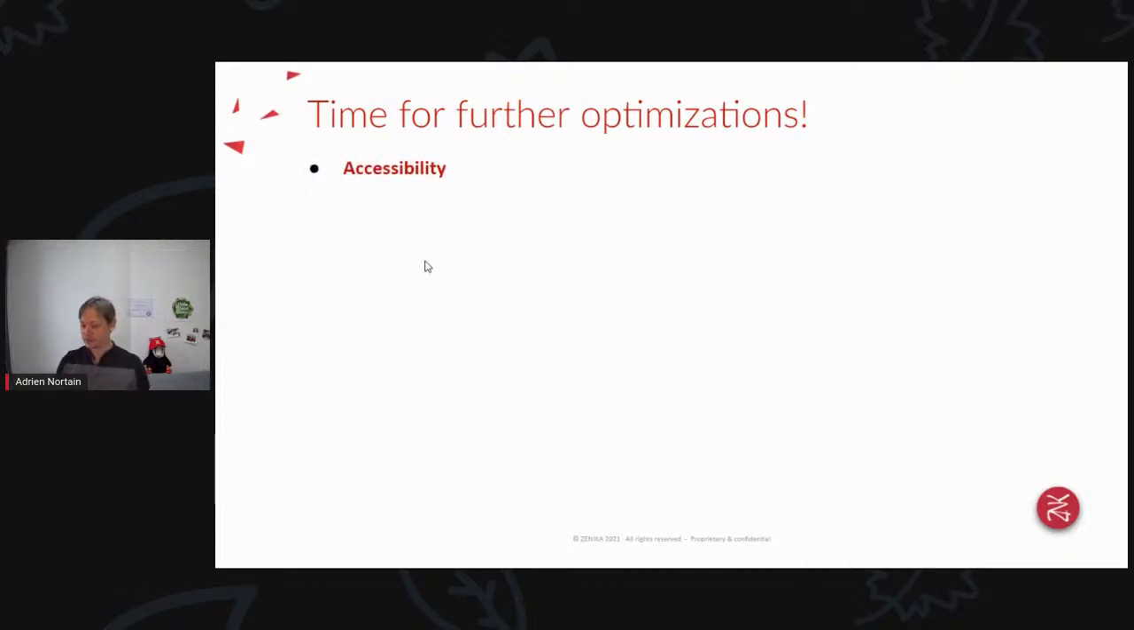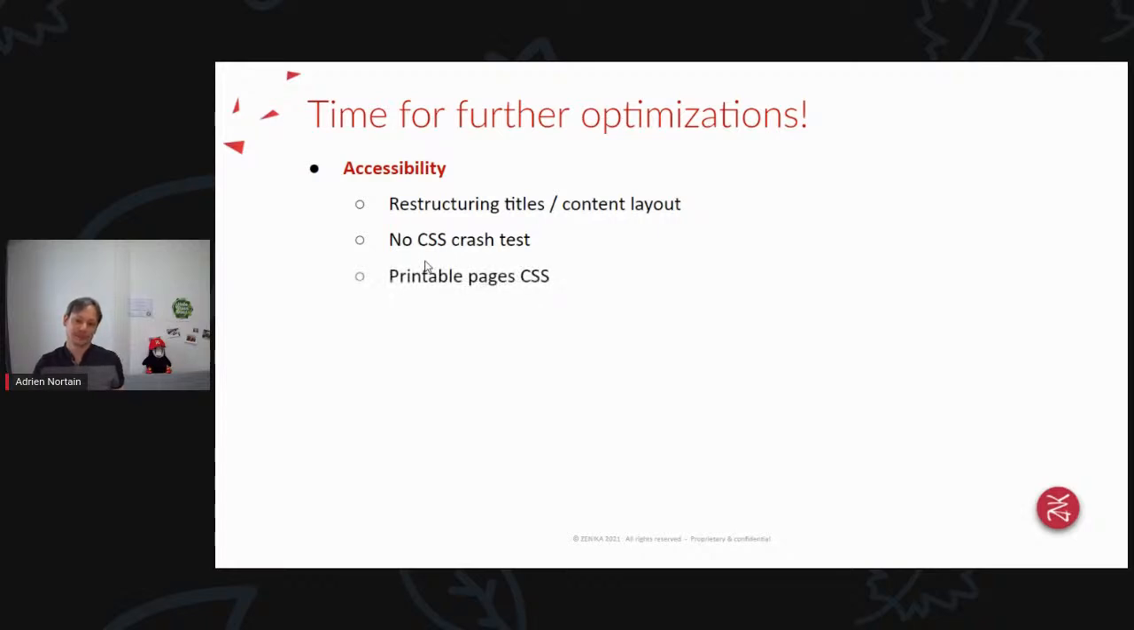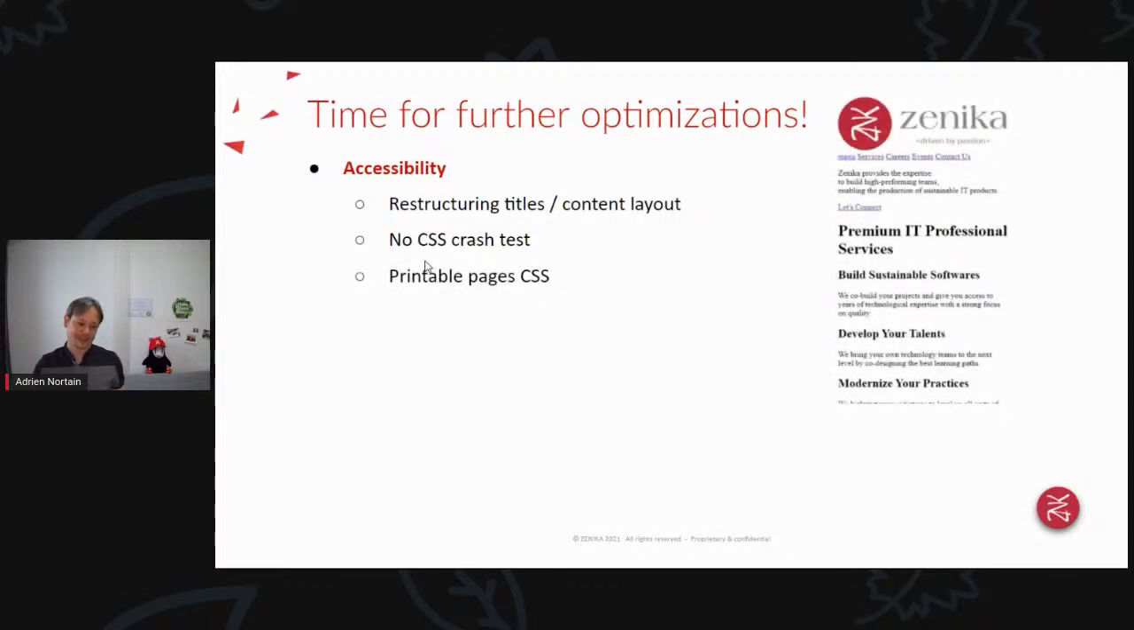Accessibility. That's very important because we want to be as inclusive as possible. That's also part of our brand. So we restructured the titles further. Of course, our pages were already accessible, but we wanted them to be very accessible. So we restructured the titles, we changed the layout a bit. The content was the same. And we did what we call the no CSS crash test. That's this thing here, just a moment.